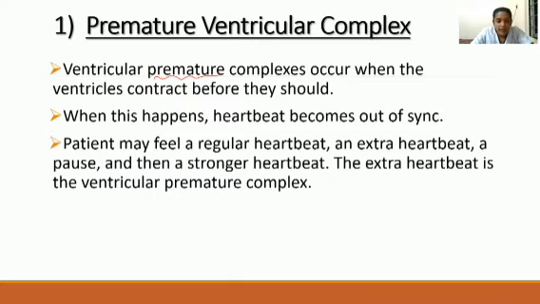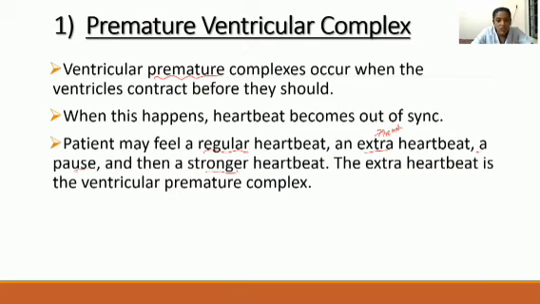Then the patient may feel what? A regular heartbeat, an extra heartbeat, a pause, and then a stronger heartbeat. Can you appreciate what this is? The regular heartbeat is the normal heartbeat. Then one extra heartbeat, where the premature contraction happens. Then a pause, which is known as a compensatory pause. Then a stronger heartbeat, which is the proper ventricular contraction.